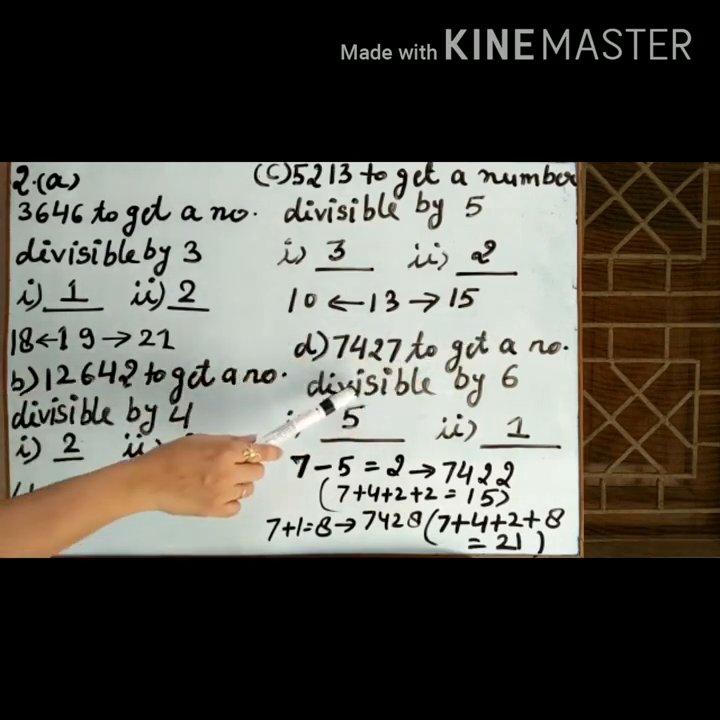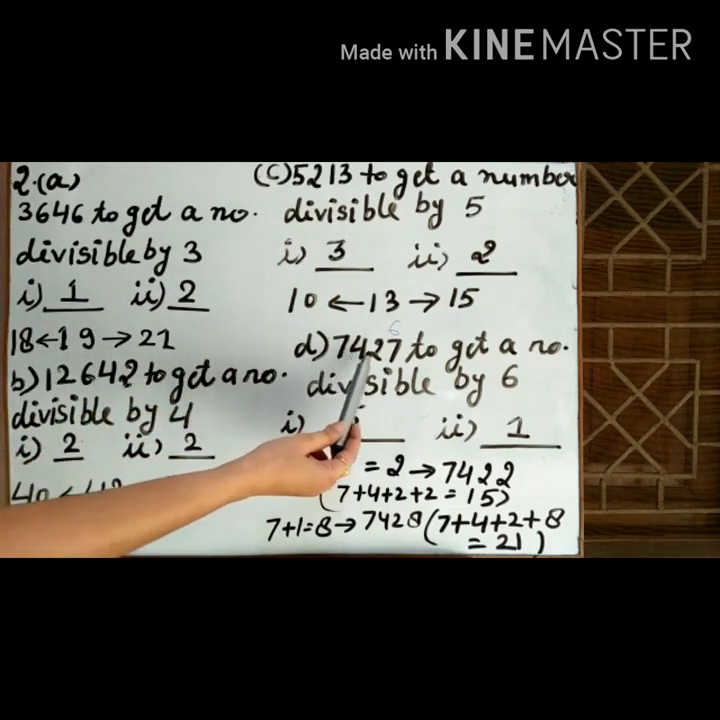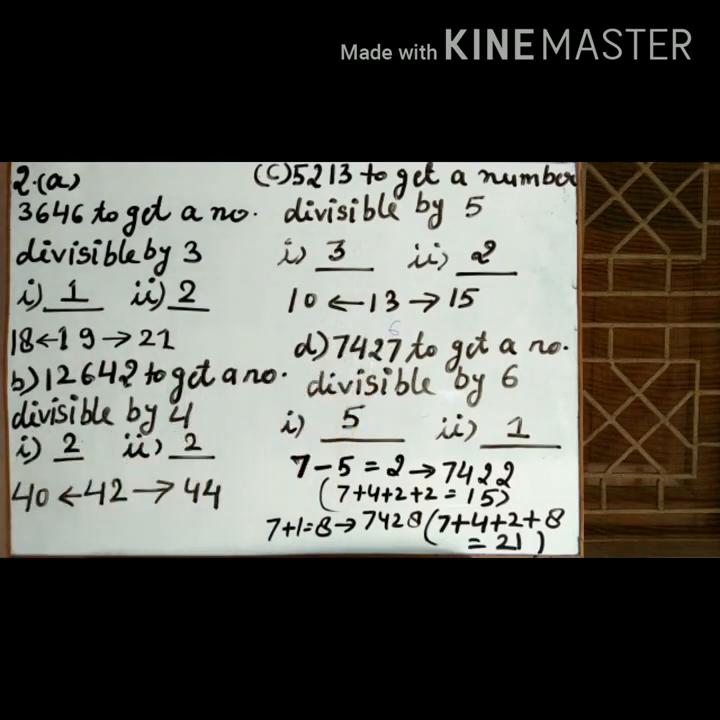7427 to get a number divisible by 6. And the rule of 6 is if the number is divisible by 2 and 3. Let's check from 2. If the digit at the unit place is even, the digit at the unit place is 7. That is odd. What will we subtract from 7 to get an even number? When we subtract 1 from 7, we get 6. That is an even number and it is divisible by 2. It will become 6. It means the new number will be 7426. Yes, this number is divisible by 2.